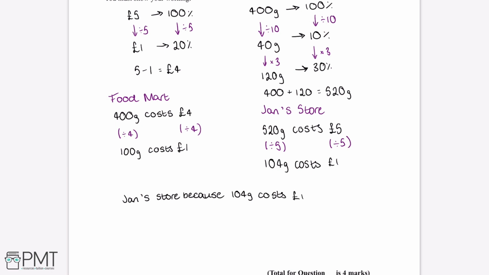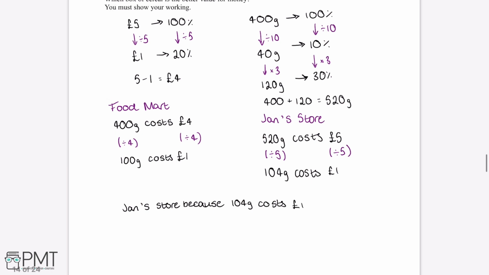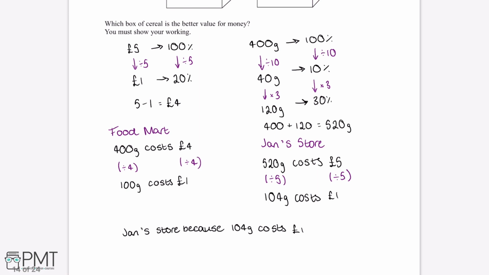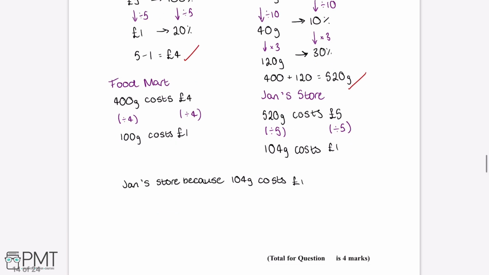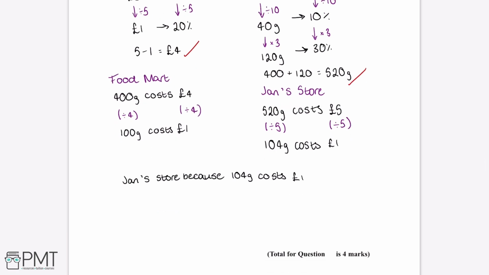Now this question's worth 4 marks. We'll get our first mark for reducing £5 by 20%. We'll get our second mark for increasing 400 grams by 30%. We'll get our third mark for finding either 2 weights or 2 costs which we can compare. And we'll get our fourth mark for stating that Jan's store is better value for money, along with the supporting evidence.